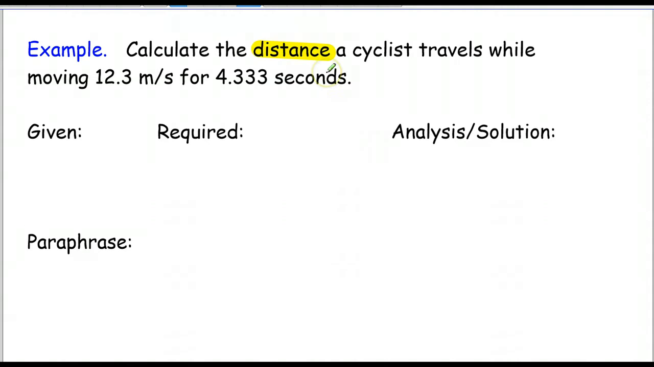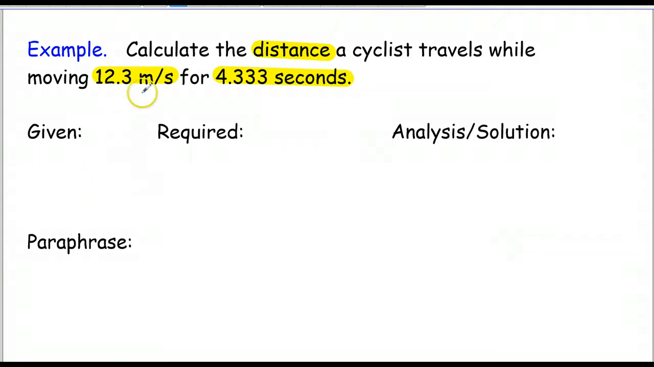Okay, and they're giving us some values. So the cyclist travels while moving 12.3 meters per second. We're going to become familiar with what the units are so that they help you figure out what it is. This is just an example to show you how to organize it. So don't worry if you're not familiar with what meters per second means yet or how it all fits in. But just decoding what they've given you is what is really important at this point. So given, what have they given us in terms of number values?